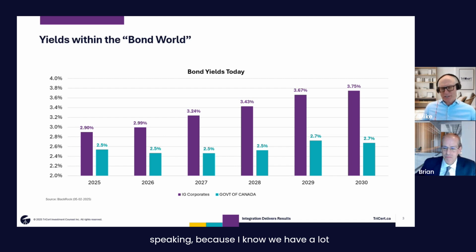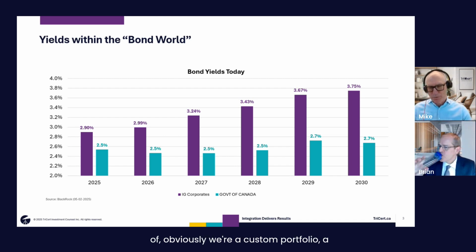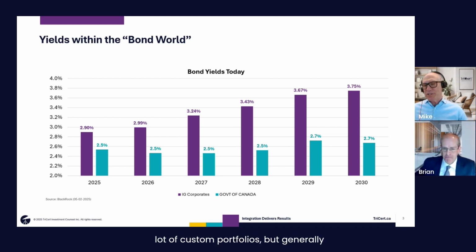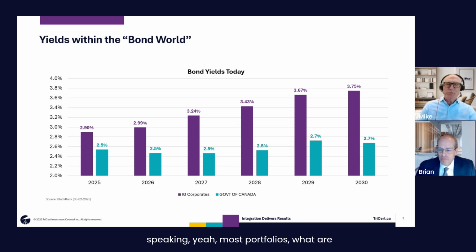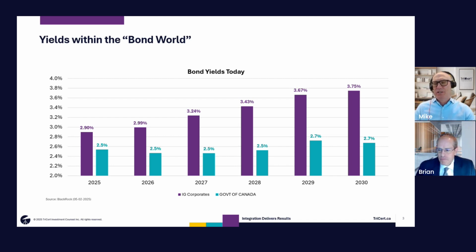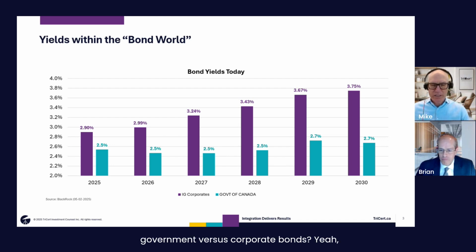Generally speaking, because I know we have a lot of custom portfolios, but generally speaking, most portfolios, what are we seeing in terms of the split between government versus corporate bonds on the income-producing side?